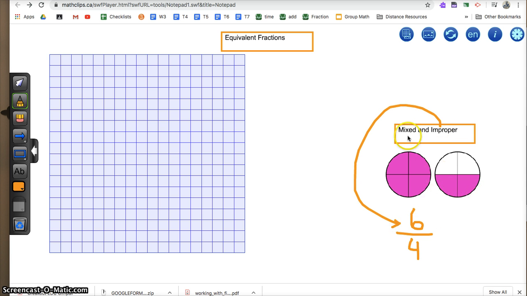And then if I wanted to write it as a mixed fraction, well, I can see that I have one whole. They are broken into fours. The denominator is always going to be the same, and this non-whole is 2/4. So I have 1 2/4 as my mixed fraction, because it's mixed with a whole and a fraction. And then my improper is 6/4.